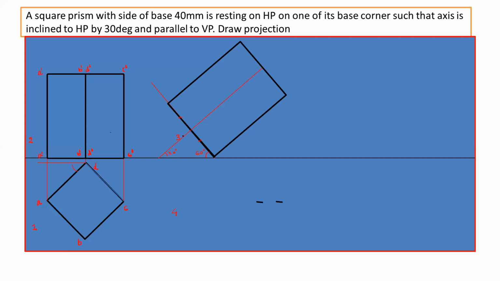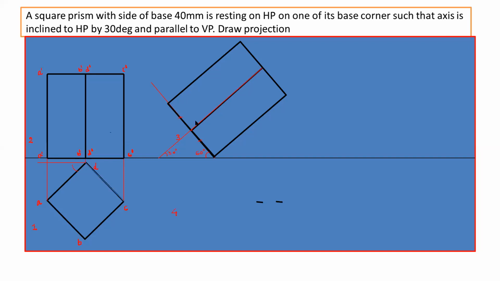So the second procedure is draw this line at 60 degree. Then you can mark the distance. So you can take this distance in compass, A dash C dash. Okay, and take the half distance and then draw this line at 30 degree. So this is the axis. Now you can complete the rectangle as it is. So this is the same front view, just it is inclined.